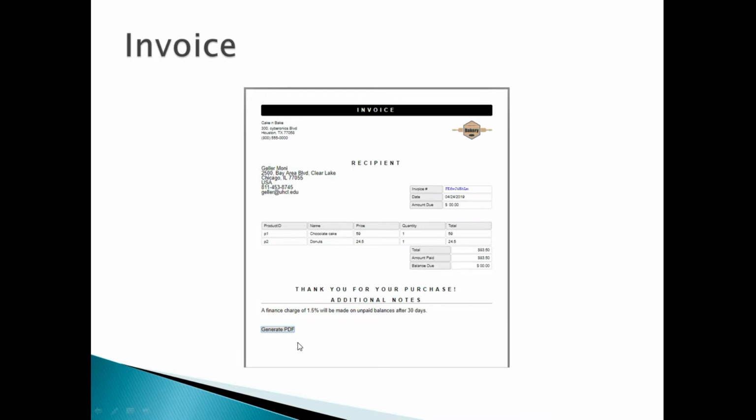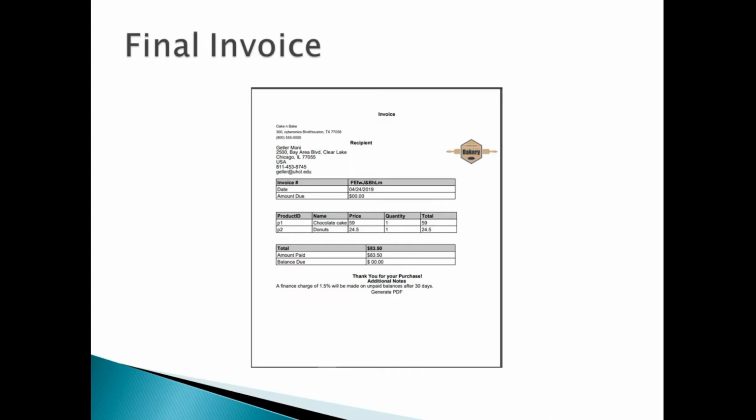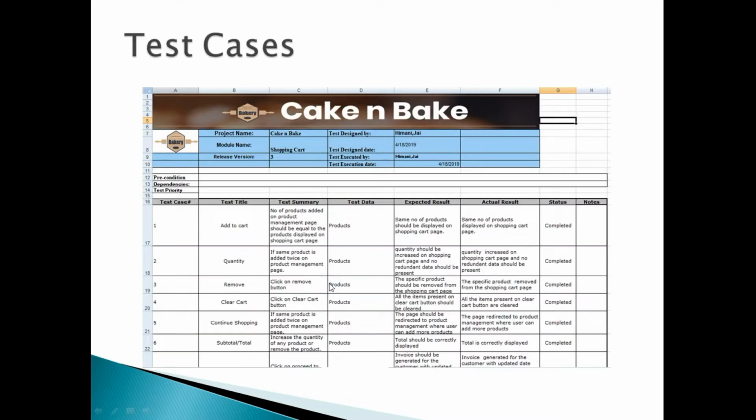And a generate PDF button is given for the user to generate their invoice details in PDF format. So this is the PDF format of the invoice. So this is the final invoice having buyer details, invoice date, amount due, having all the total values and quantities. These are the test cases for the shopping cart which is done and tested.